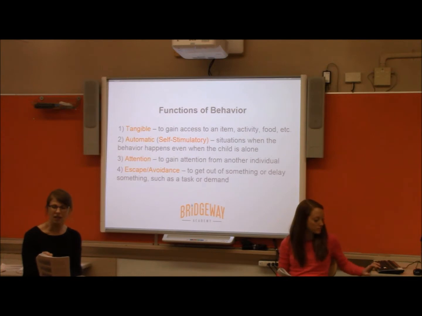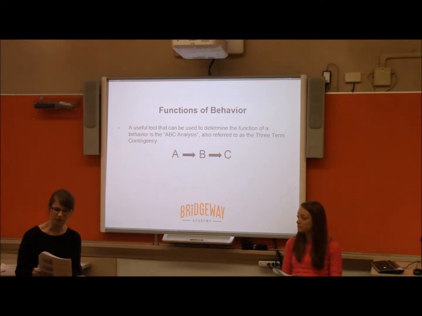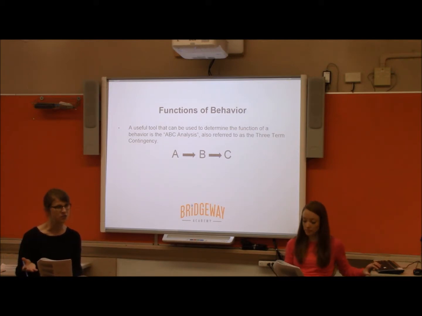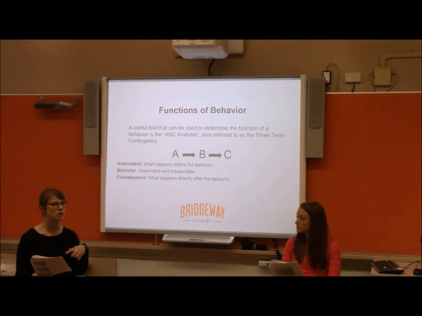So another way to think about those 4 functions is thinking of the acronym SEAT and using that as a quick reference. So to help determine the function, we use ABC analysis, or what we also refer to as the 3-term contingency, thinking about the A, the B, and the C. The A stands for antecedent, or what happens right before the behavior. It's that trigger.